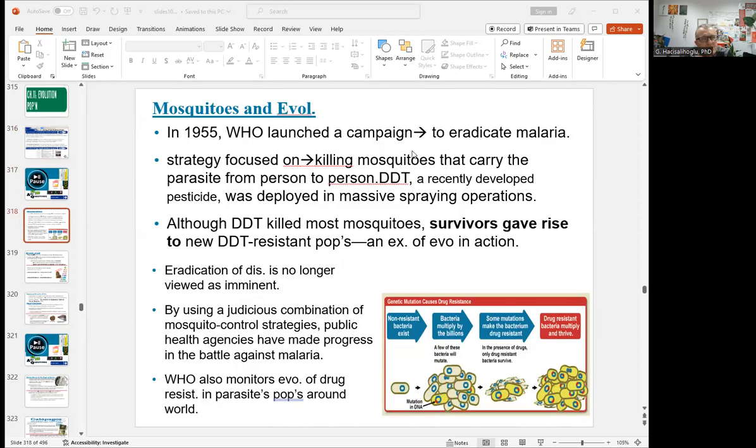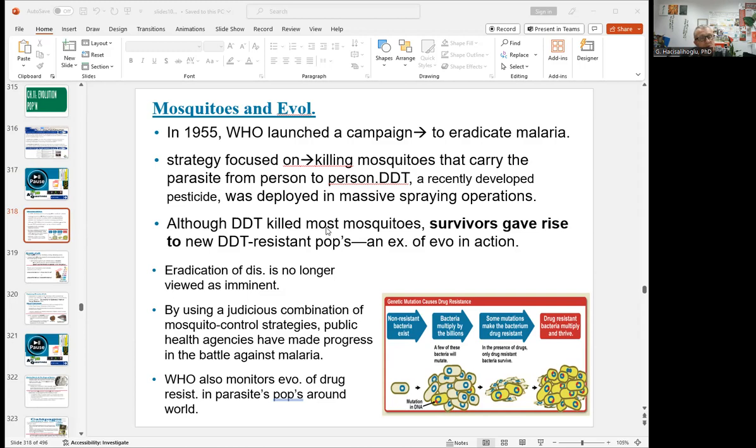This chapter opening starts with an experiment in 1955, when the WHO started a campaign to eradicate malaria. The strategy was killing all the mosquitoes that carry the parasites from person to person. They used a chemical called DDT, which was a pesticide at that time, in massive spraying operations. Although DDT strongly kills most mosquitoes, some mosquitoes survive and give rise to new DDT resistant populations, which is an example of evolution in action.